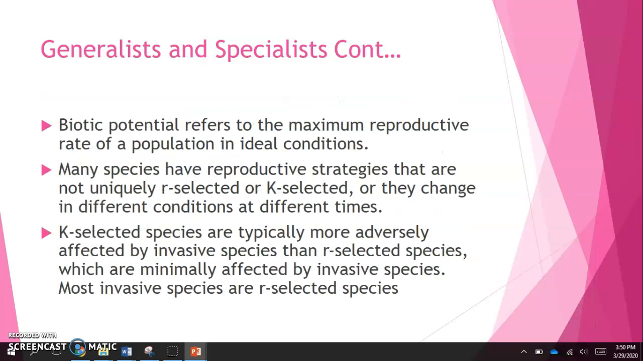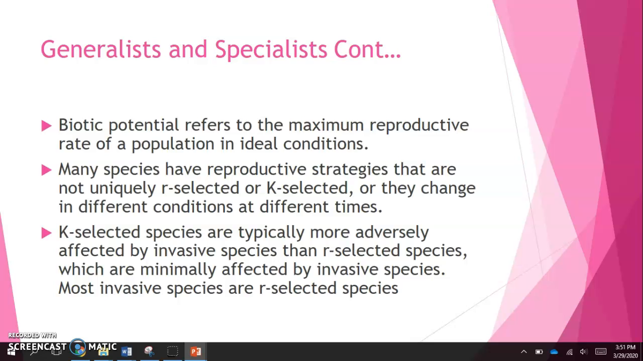And then just a few other things to be aware of. Biotic potential refers to the maximum reproductive rate of a population in ideal conditions. So what does that mean? It just means that if we talk about biotic potential, how many resources are available, how many offspring can realistically be produced. If everything's perfect, there's enough food, water, sunlight's great, everything's hunky-dory, what is the maximum reproductive rate of that population?